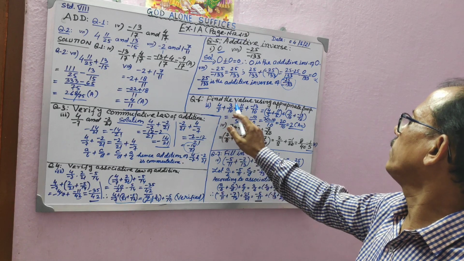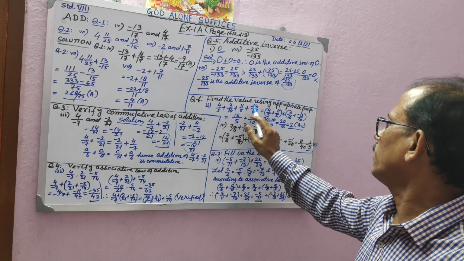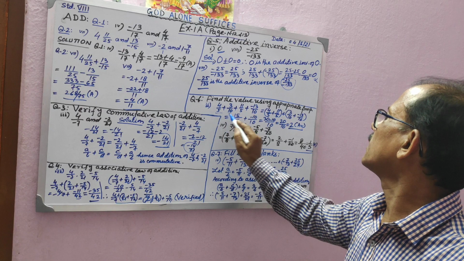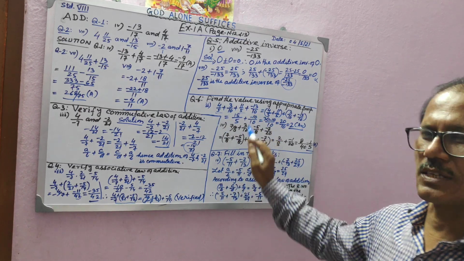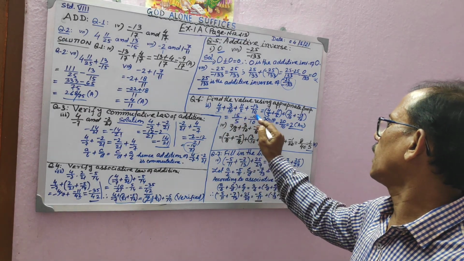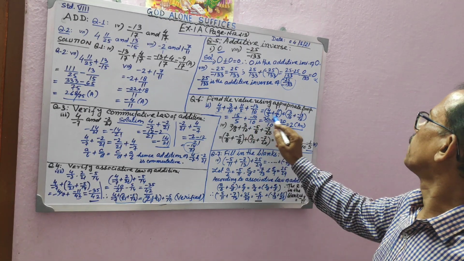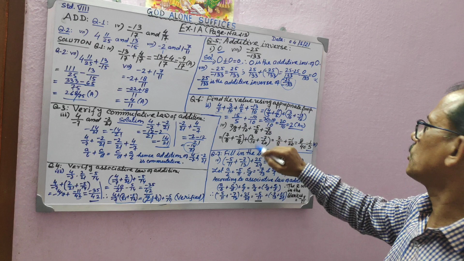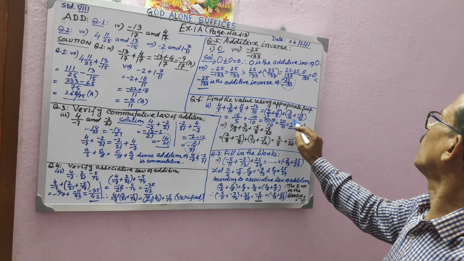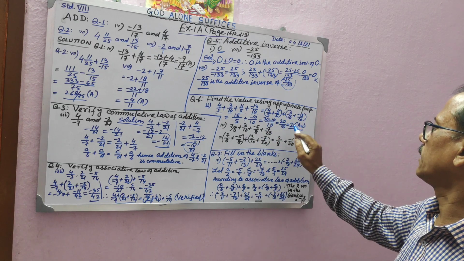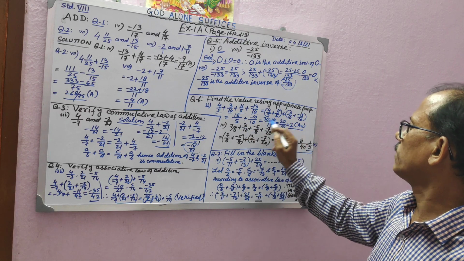You see, 4 by 5, 3 by 10, 11 by 5 and minus 13 by 10. See, 5 is the denominator for two rational numbers, and 10 is the denominator for the other two rational numbers. You just segregate it. 4 by 5 plus 11 by 5, you take the summation, then add these two also, 3 by 10 and minus 13 by 10. If you add it separately, it will be very simple.